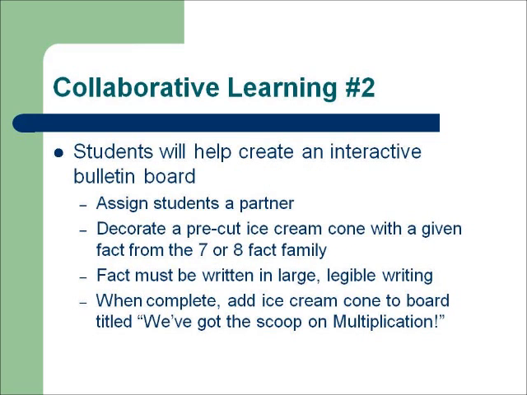A second collaborative activity may include having students pair up to help make a classroom bulletin board. When learning the fact families of the 7s and 8s, students would choose a partner and create an ice cream cone with a given fact. After the ice cream cone is decorated and has the fact in large, legible print, they would add their ice cream to the class bulletin board titled, "We've Got the Scoop on Multiplication." Again, this is a good way to include cooperative learning in the classroom.